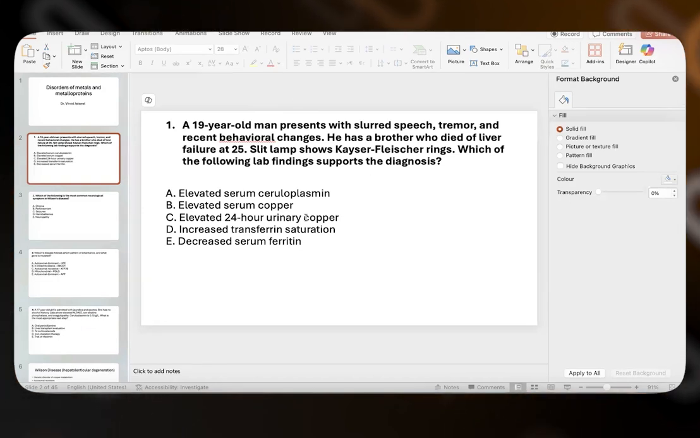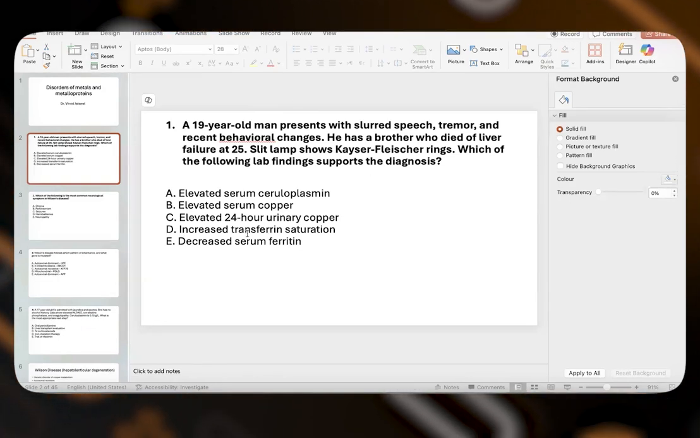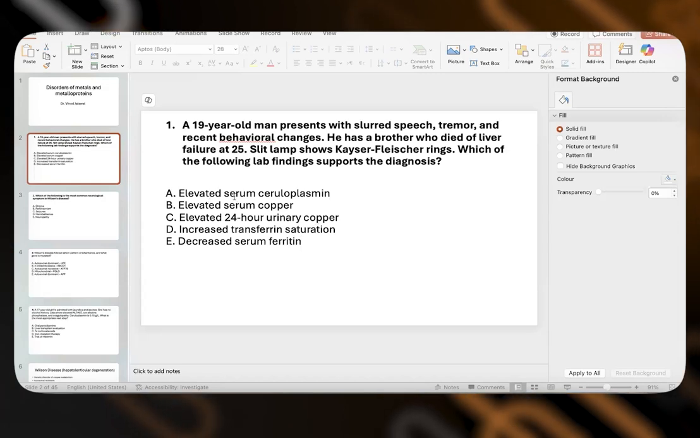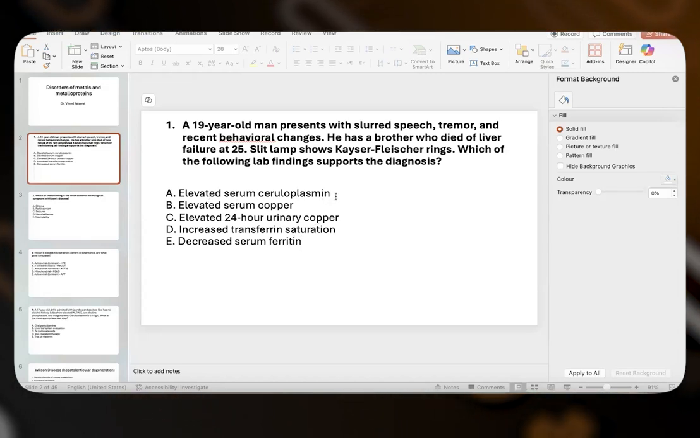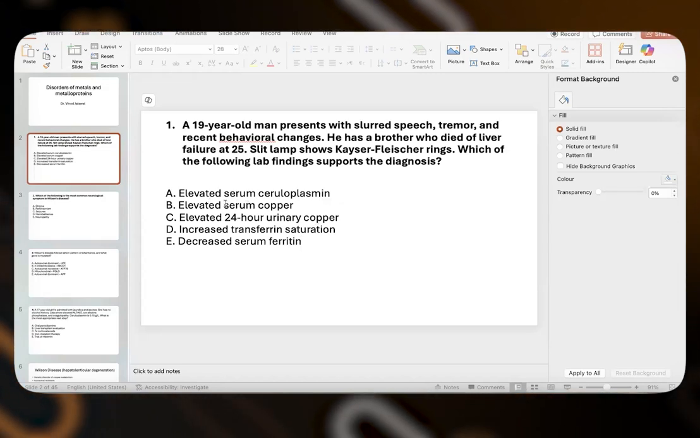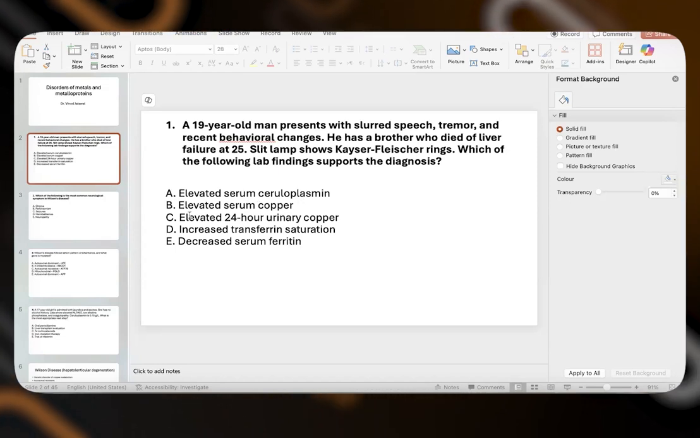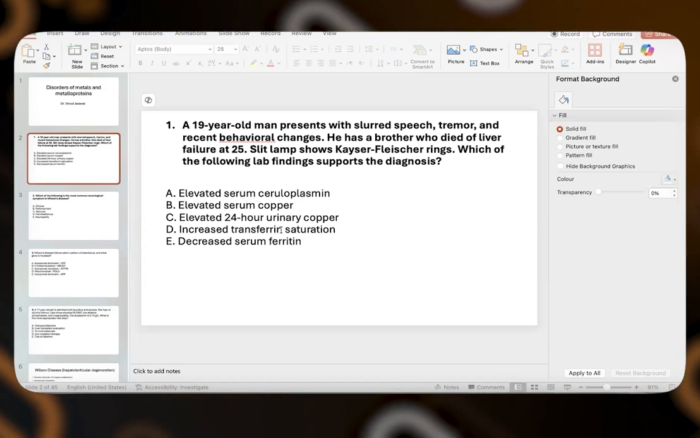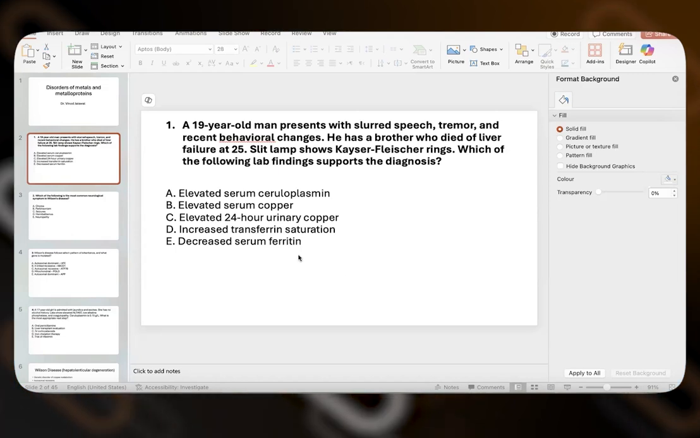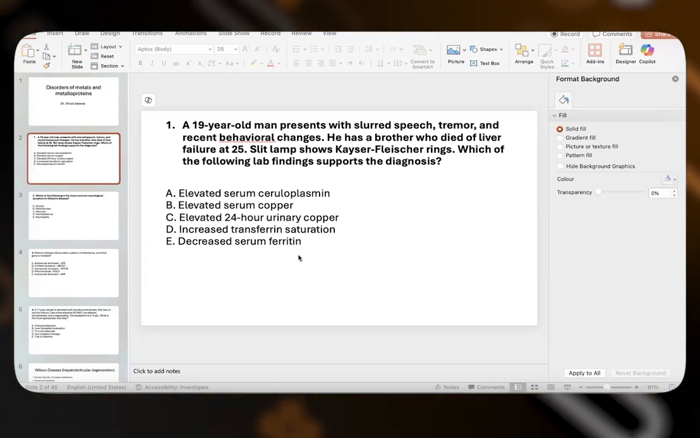So the answer is C, elevated 24-hour urine copper. Elevated serum ceruloplasmin, of course, no. It has to be low or normal. Elevated serum copper, yes, possible, but it can be normal. But the diagnostic is elevated 24-hour urine copper. And the last two are for hemochromatosis.